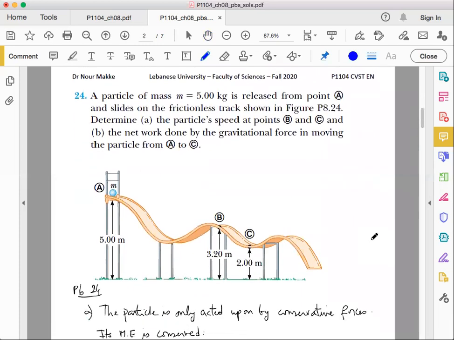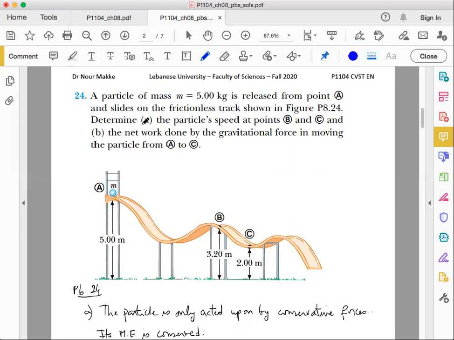Let's move on with problem 24. A particle of mass m equals 5 kilogram is released from point A and slides on the frictionless track shown in the figure below. So this is the track that we are talking about. It's frictionless. So in principle, all the forces acting on this particle when moving on the track are conservative. And so therefore we have conservation of mechanical energy.